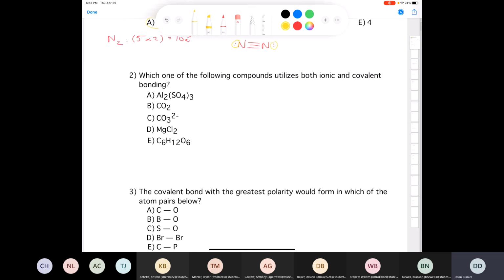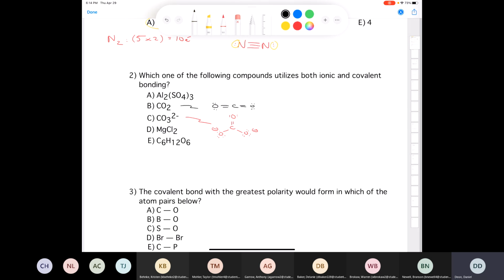Question number 2, which one of the following compounds uses both ionic and covalent bonding? Well, if we look at B, B is just a model or a molecule of carbon dioxide, which only has covalent bonds between the carbons and the oxygens. If I look at carbonate, you might be fooled into thinking, well, it's got a 2 negative charge, that's ionic. Well, no, it is just an ion. Carbonate is an ion, right? If I draw the Lewis structure of carbonate, I have 2 oxygens that both have a negative charge, but there's no ionic bond here because there's no cation next to the carbonate.